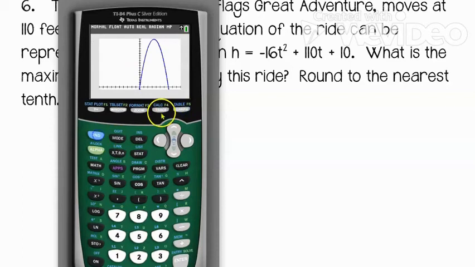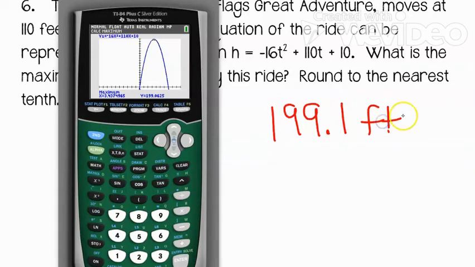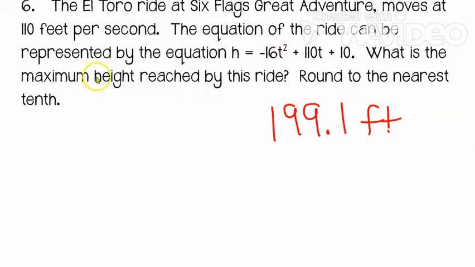So I'm going to calculate my maximum here, second trace, number 4. I got an arrow all the way up here to the top. All right, press enter. Now go over here, press enter. And it looks like I have a maximum of 199.06. So it looks like the maximum height of El Toro is 199.1 feet, or almost 200 feet high. That's crazy. All right, let's give another one a try.